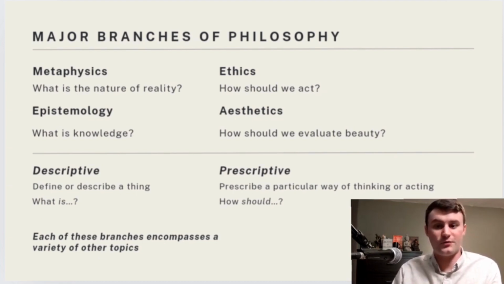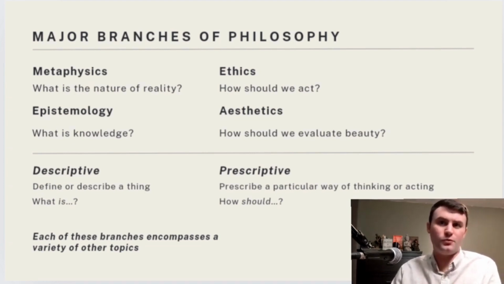But other branches of philosophy tend to focus more on prescriptive claims, claims that prescribe a particular way of thinking or acting. And ethics and aesthetics are two such examples. So ethics deals with questions like, how should we act? What makes something right or wrong to do? Whereas aesthetics deals with questions pertaining to beauty. What is beauty? How should we evaluate whether or not something is beautiful? Whether or not something is worthy of being judged in that way?